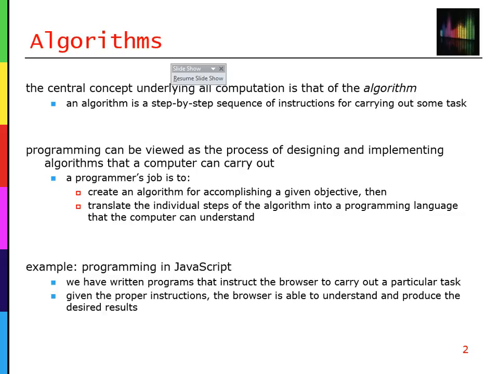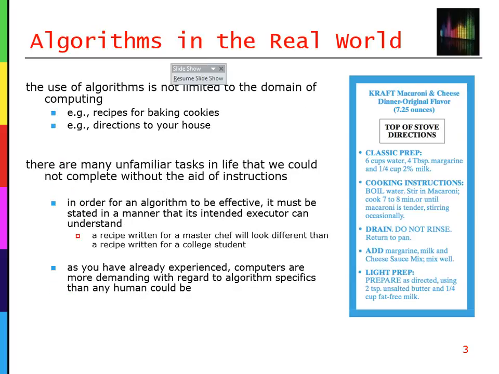So we've written programs in JavaScript. This allows the browser to actually carry out a specific task, but the general notion of this is just that, an algorithm. So there's a lot of unfamiliar tasks in life that we couldn't complete without the aid of instructions. Like, for example, if we're using the analogy of recipes, well, what's the recipe a master chef would use, versus a recipe written for a college student?